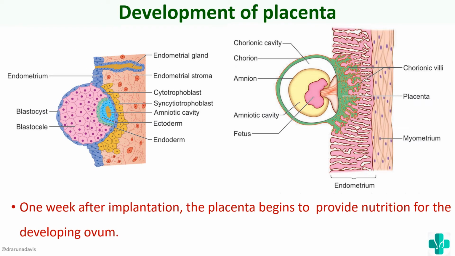I always say we have to start the answer with an introduction. So for this answer, we can write the development of placenta in the introduction. That is, placenta is formed when a blastocyst gets implanted, and it is formed from the cytotrophoblast cells and syncytiotrophoblast cells, and these cells then form the placenta, which provides the nutrition which is essential for the growing fetus, right?